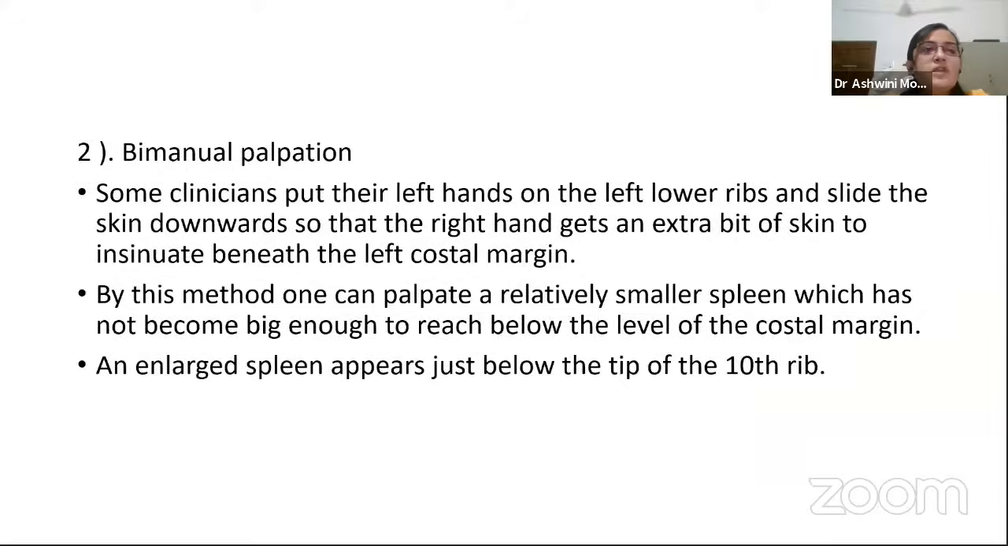Another is bimanual palpation. In this, some clinicians put their left hand on the left lower ribs and slide the skin downwards so that the right hand gets an extra bit of skin to insinuate the fingers beneath the left costal margin. By this method, one can palpate a relatively smaller spleen which has not become big enough to reach below the level of the costal margin. An enlarged spleen appears just below the tip of the 10th rib, so we have to remember this.